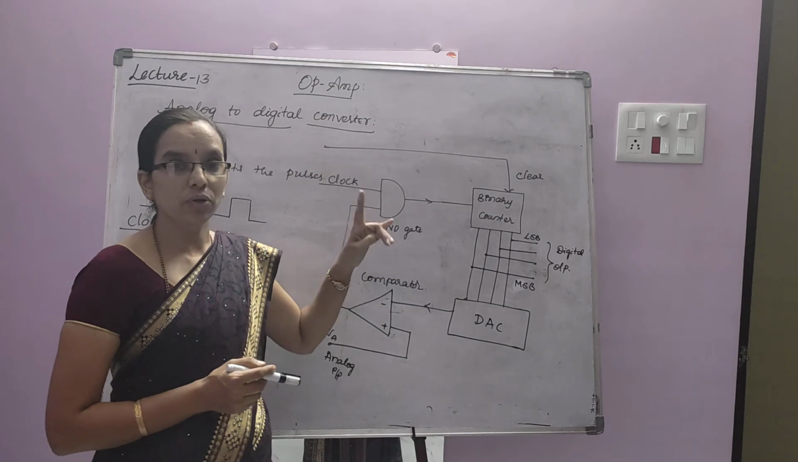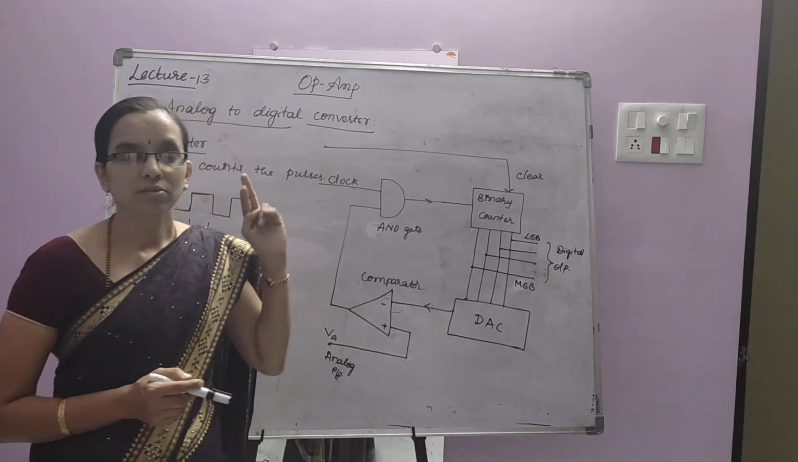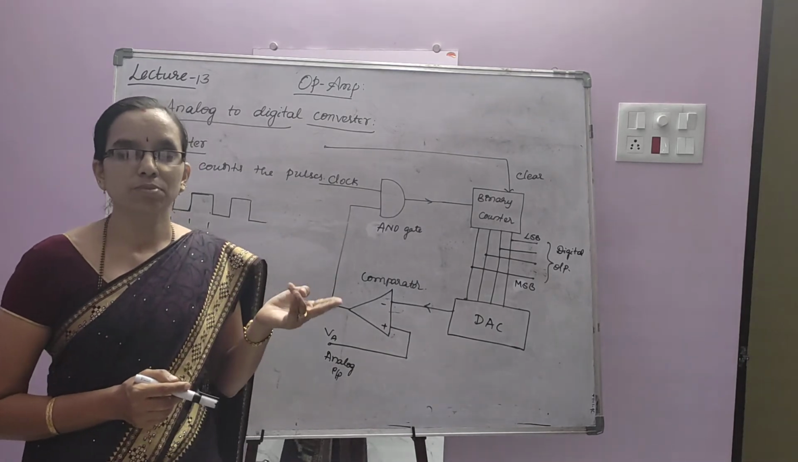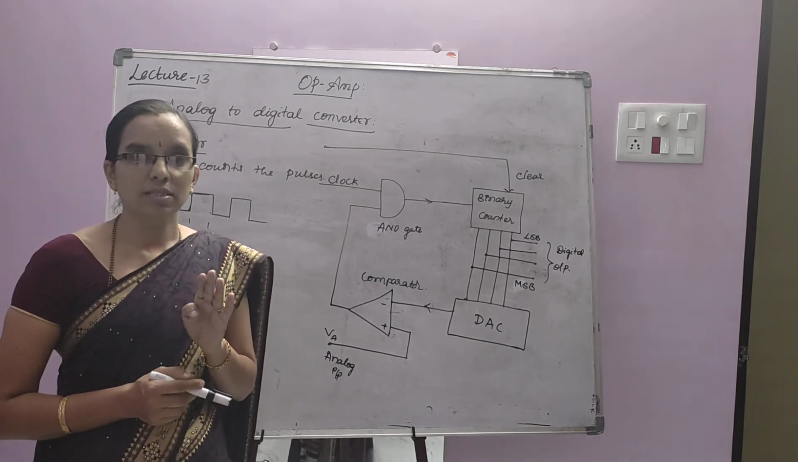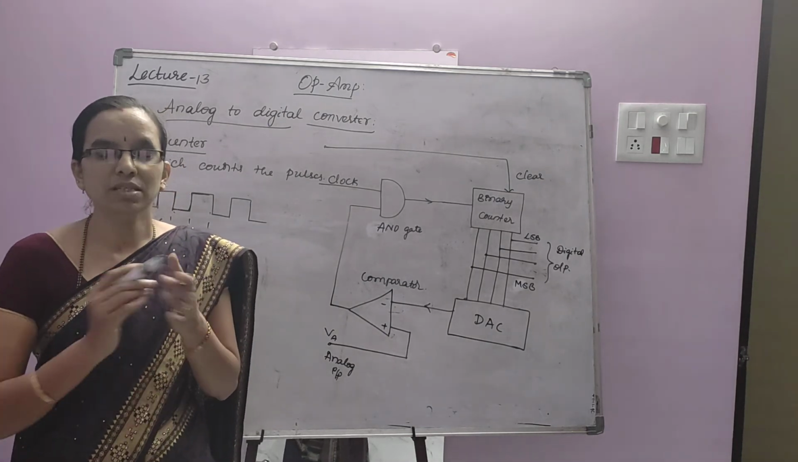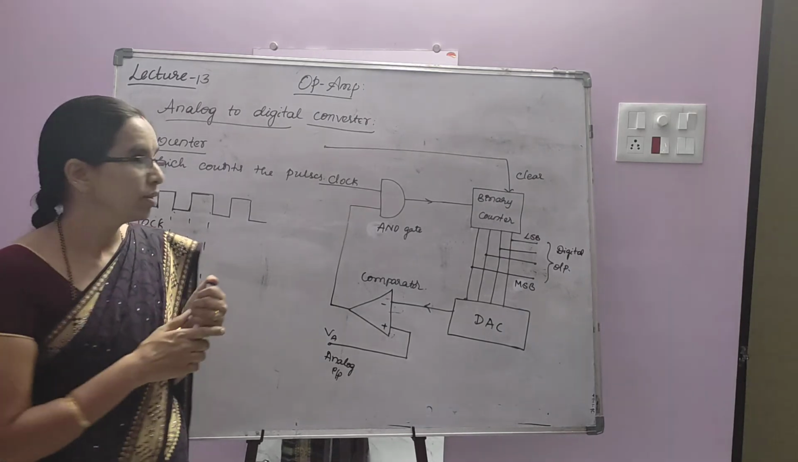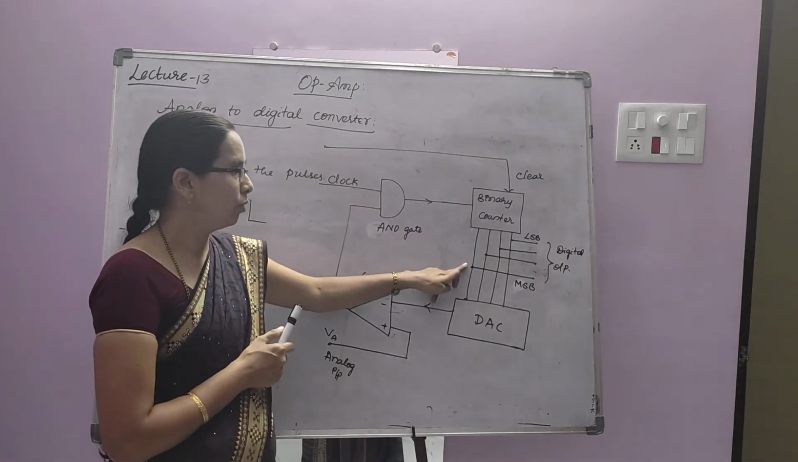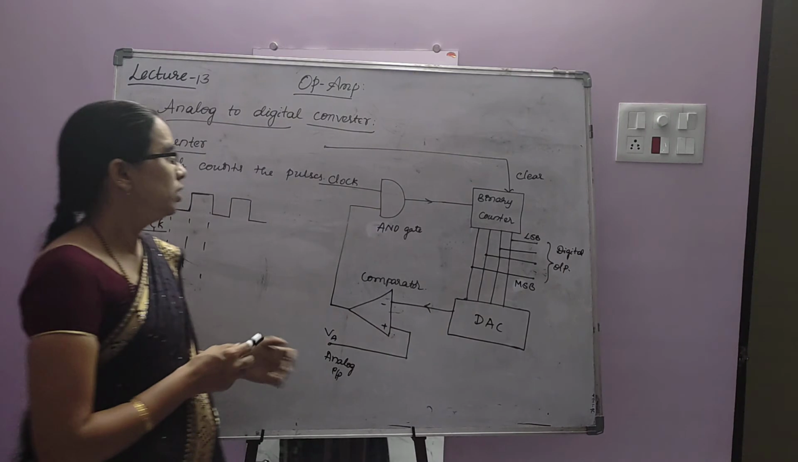For the 0th clock pulse, the output will be 0, 0, 0, 0. For the first clock pulse, the output will be 0, 0, 0, 1. After the second clock pulse, it will be 0, 0, 1, 0. That means 3 clock signals are over, 4 clock pulses are over, like that. So the corresponding binary output will be given from the binary counter.